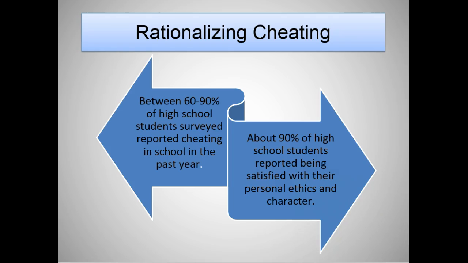So when high school students were asked, somewhere between 60 and 90% said yes, I cheated at least once in the last year. That range is just due to the way the question is asked. But what's interesting is, after you ask students whether they've cheated, you can ask them how satisfied they are with the type of person they are, with their personal character or their personal ethics, and the vast majority, 90% or so, are satisfied. So most of them are cheaters and most of them are okay with it.